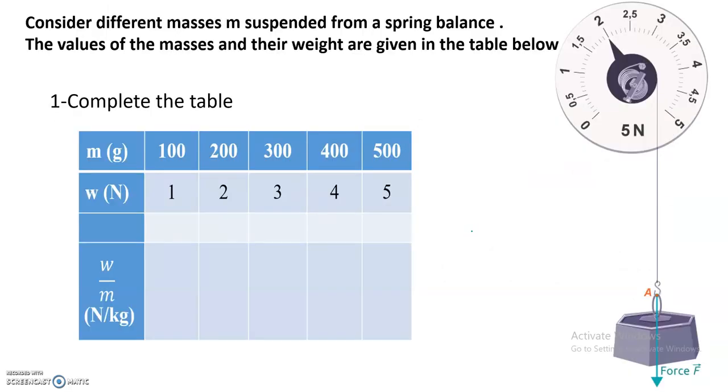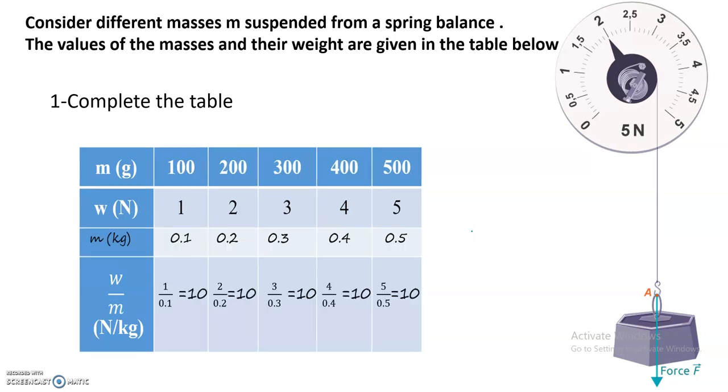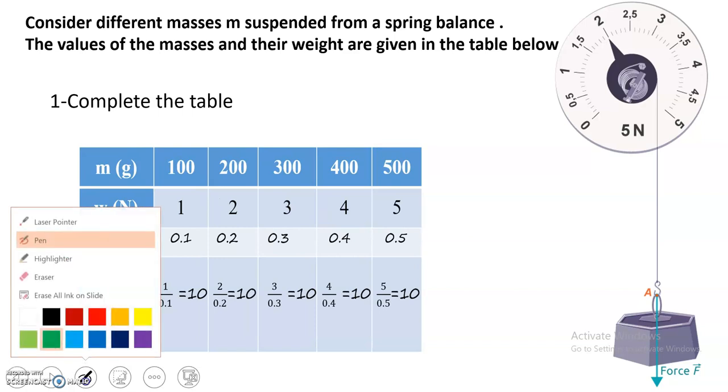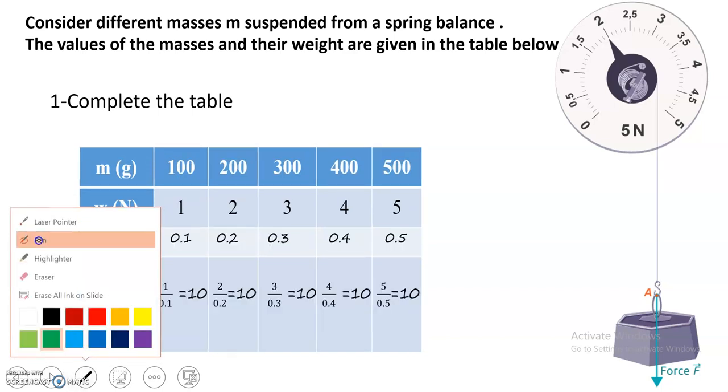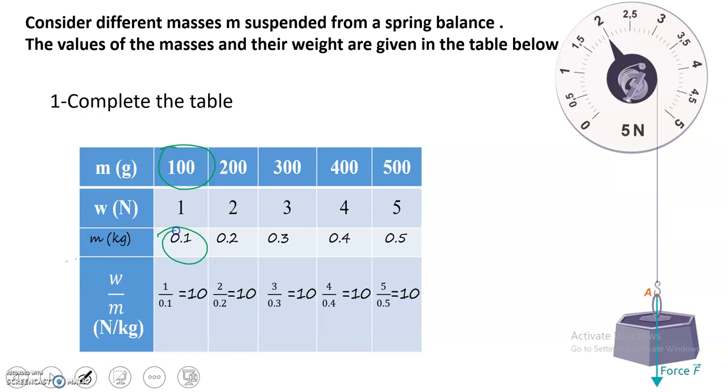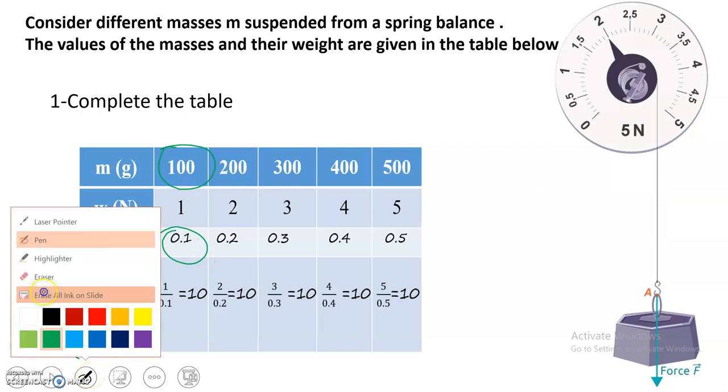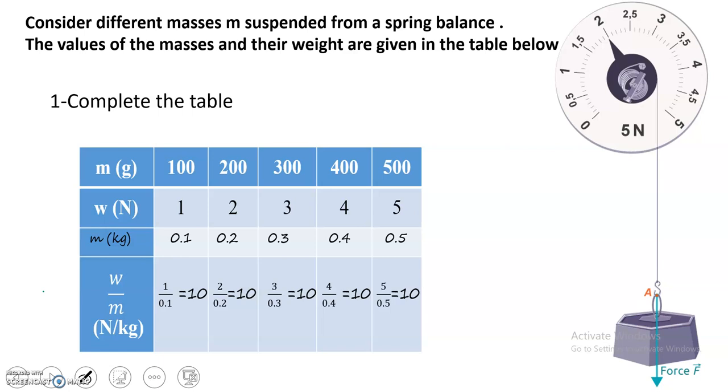Now, in this example, I have a spring balance. In this spring balance, we suspend different masses. According to the mass, we obtain the weight. The first example is to complete the table. To complete the table, I need to convert the mass from gram to kilogram, then I will calculate the ratio of W over M. هون أنا بعتبر إنه أنا ما بعرف شو هي W over M. Now we will discover together what is the value of W over M.